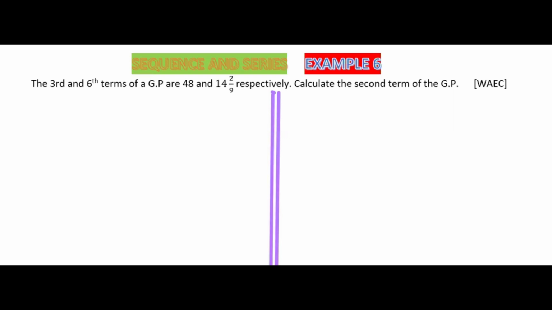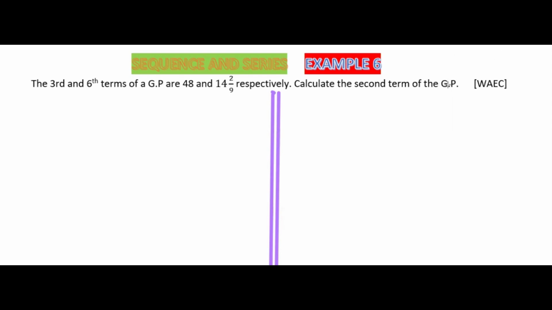In our example 6, we are given a problem to solve on geometrical progression, GP. We are told that the third term is 48, and the sixth term is 14 whole number 2/9. So we have to calculate the second term of the GP.